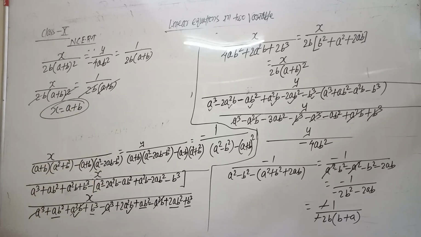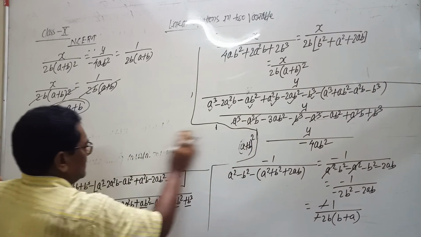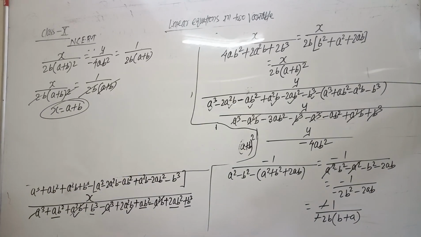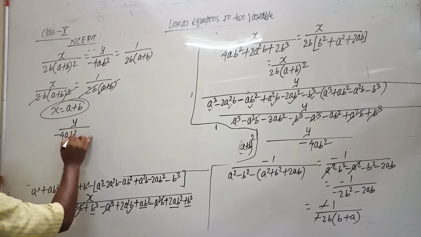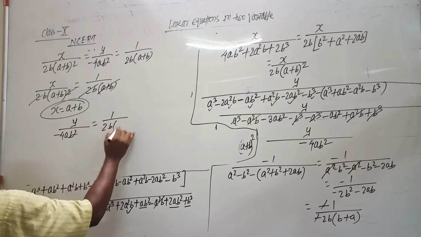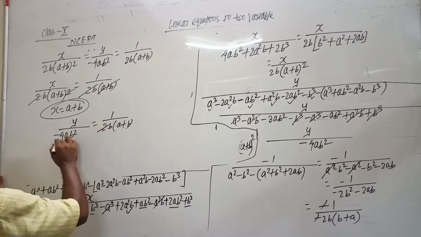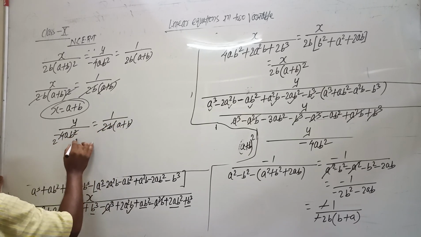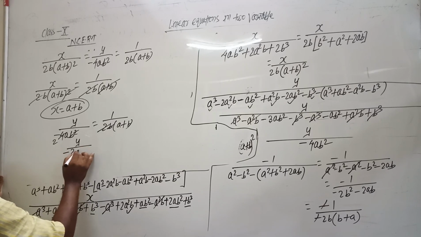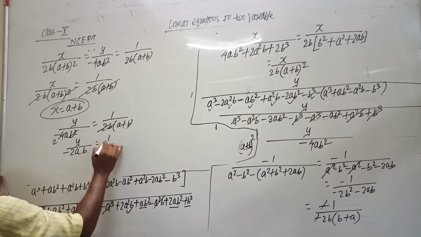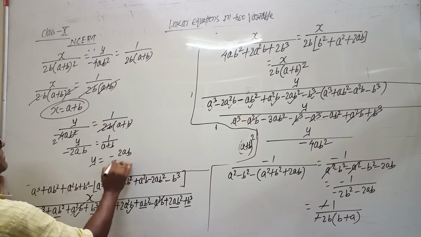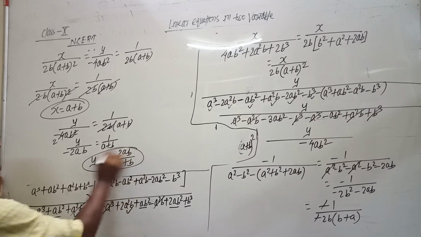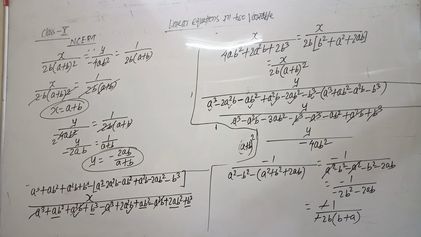Now from second and third, so y upon minus 4ab square equals 1 upon 2b a plus b. So 2, 4 cancel, 1 times b cancel, so y upon minus 2a b equals 1 upon a plus b, and y equals minus 2ab upon a plus b. So this is the way to solve the questions by cross multiplication method.